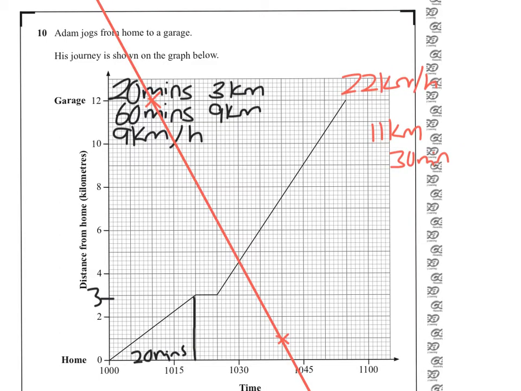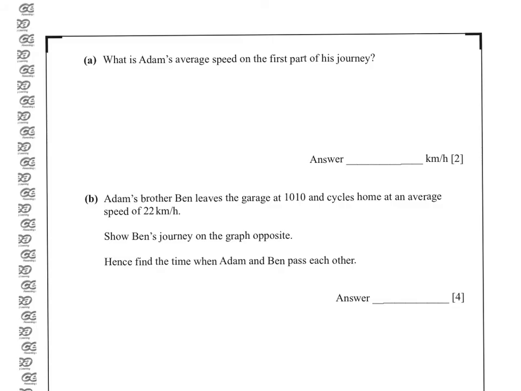If we join these 2 points with a ruler, we were asked to show where Adam and Ben cross, and they cross here, which is at 10:30. So our answers were 9 kilometres per hour and 10:30.